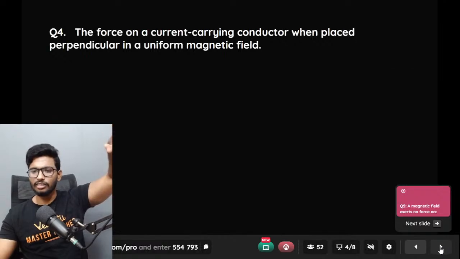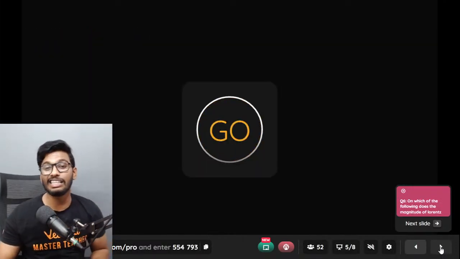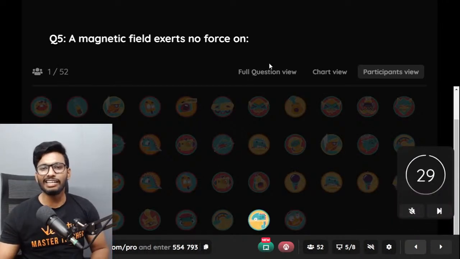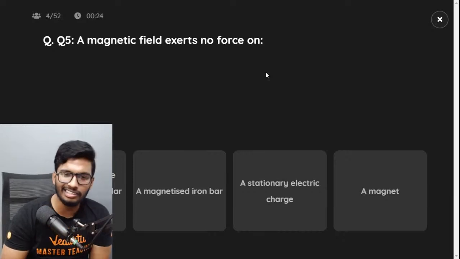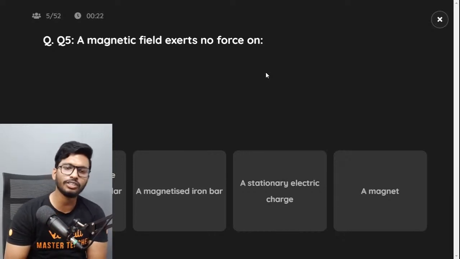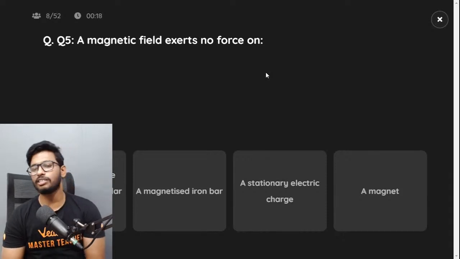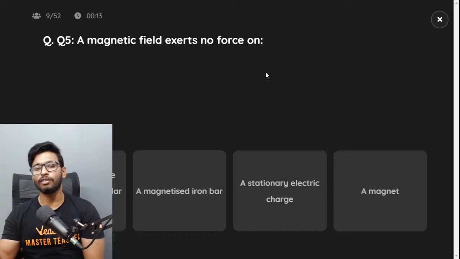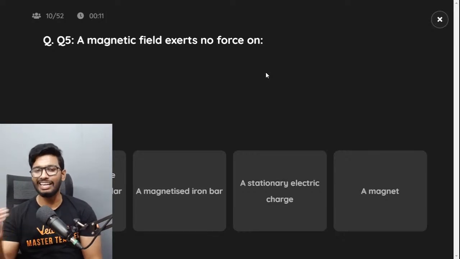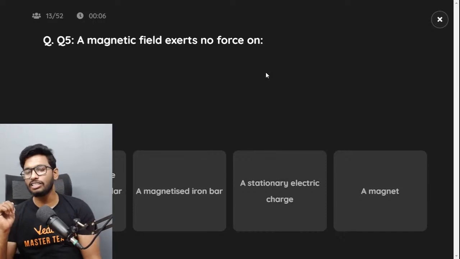The fifth question for today, also the second question right after the topic. Here is your fifth question. A magnetic field exerts no force on which of these: an electric charge moving perpendicular to its direction, a magnetized iron bar, a stationary electric charge, or a magnet?